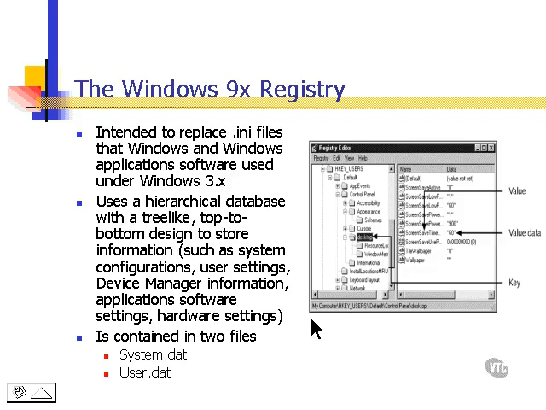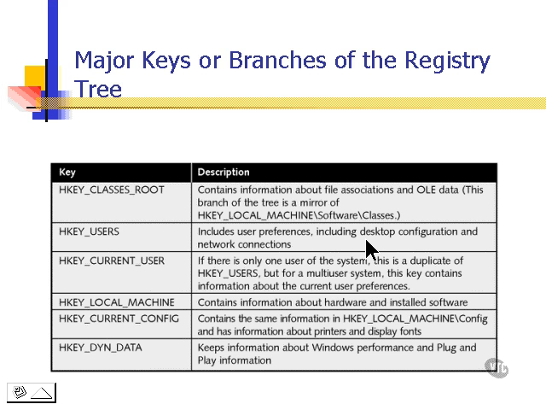Logically, we store this information in what we call keys. Now, the major keys that are in the registry are HKey classes root, HKey users, HKey current user, HKey local machine, HKey current configuration, and HKey dynamic data. The two keys that we use most are HKey current user and HKey local machine. But let's go over each of the keys in general.